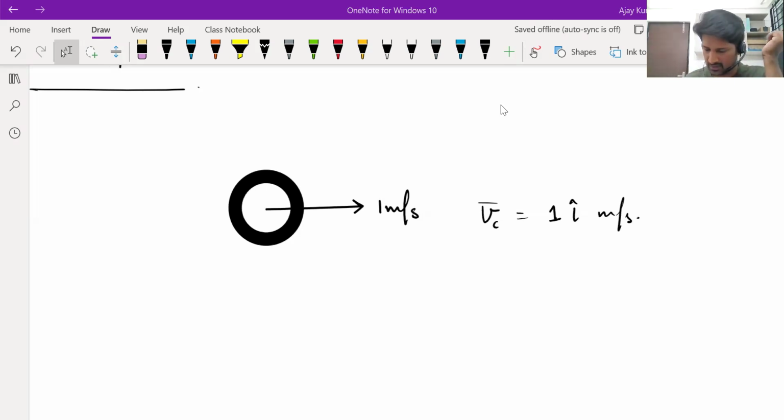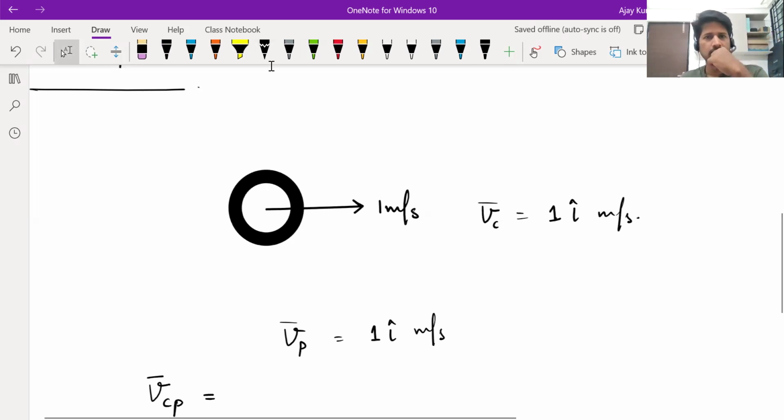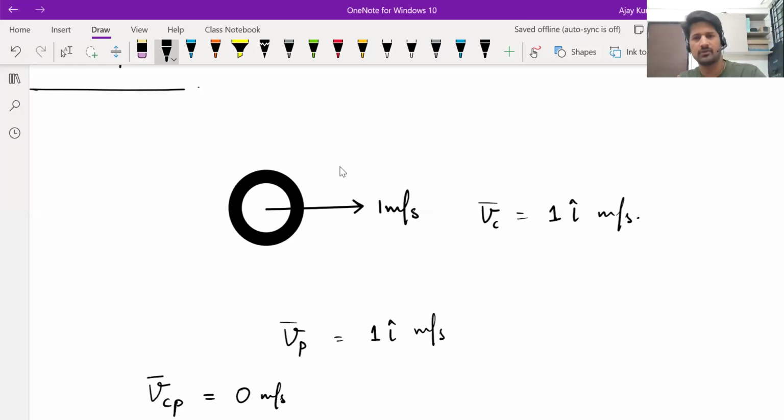So if the person's velocity is also 1 i cap meters per second, then one of you quickly tell me what is the velocity of the circle with respect to the person? Zero, sir. Okay, basic formula, velocity of circle minus velocity of person becomes 0, and it makes sense. The circle is moving to the right, and if the person also moves to the right with the same velocity, then the circle will always be in front of the person. That is why the relative velocity is 0. Relative to the person, the circle is always at the same position. It's not moving.